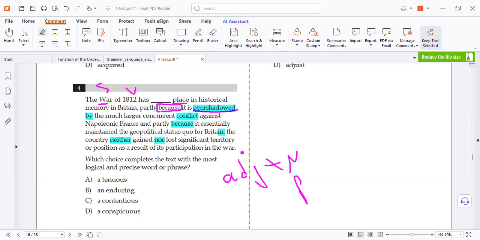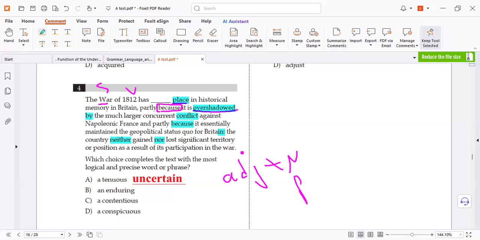So now what's the problem? The problem is the vocabulary. Tenuous in English means uncertain. If something is uncertain, it means it's not clear, it's not proved yet. So it describes a place. Why? Because he said it's overshadowed, meaning tenuous already. Because there was a concurrent conflict and no gains, no losing at all. So we don't know what's going on. We don't know what the place and the results are.